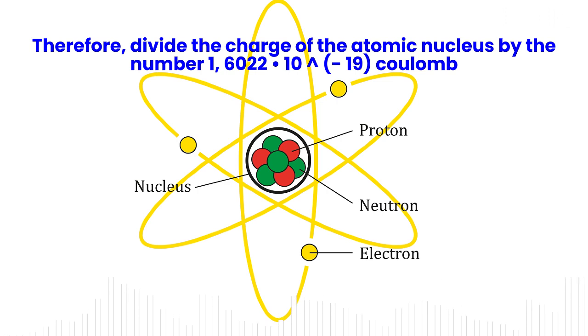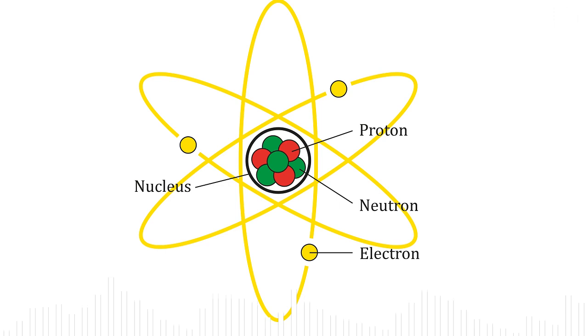Therefore, divide the charge of the atomic nucleus by the number 1.6022 × 10^-19 coulomb. The result is the number of protons. Since the methods for measuring the charge of an atom are not accurate enough, if you get a fractional number when dividing, round it to the nearest integer.